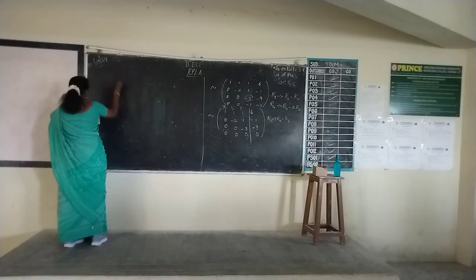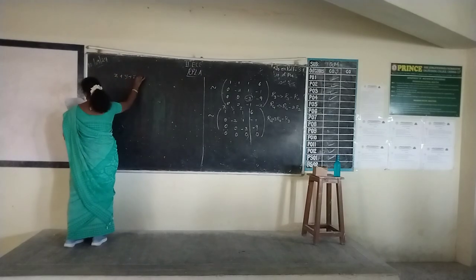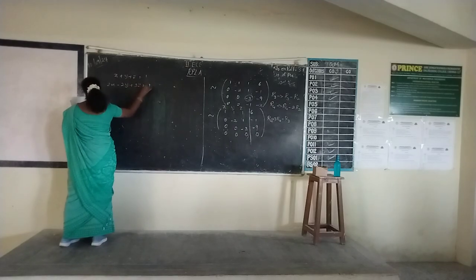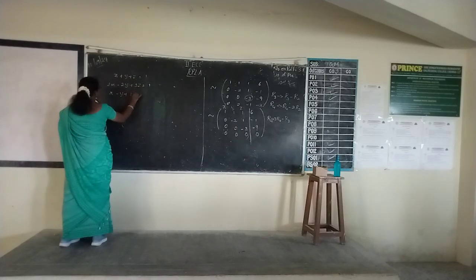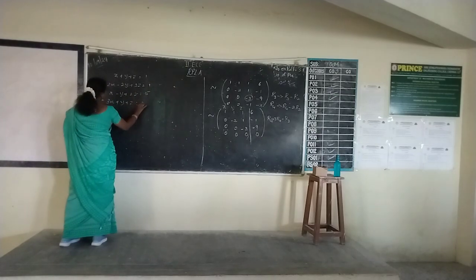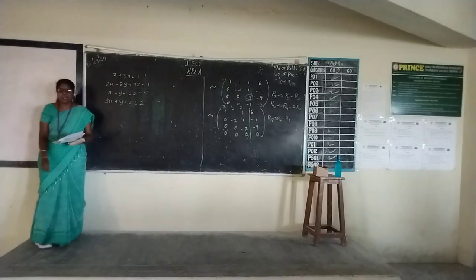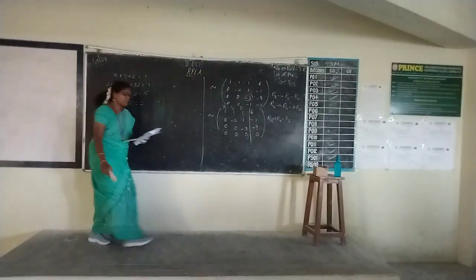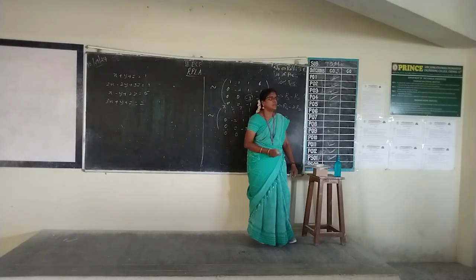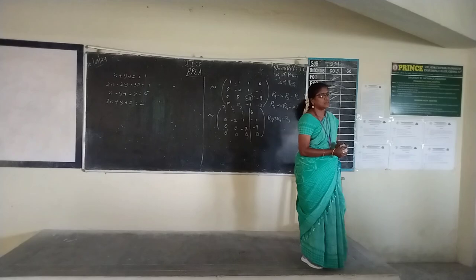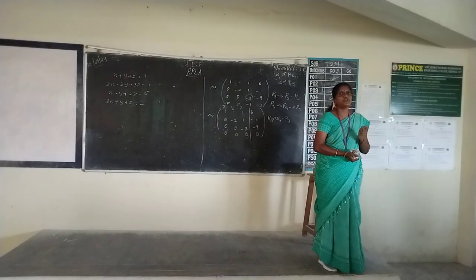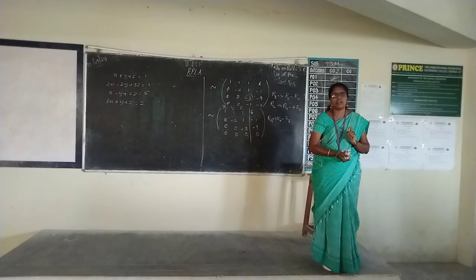Next one. x plus y plus z is equal to 1. 2x minus 2y plus 3z equal to 1. x minus y plus 2z equal to 5. 3x plus y plus z equal to 2. Again 4 equations, 3 unknowns. I ask you to solve the problem only, no discussions. Strictly no discussion.